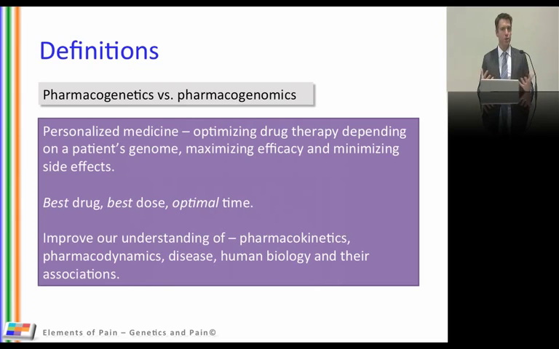So the aims of pharmacogenetics are essentially personalized medicine. That is what we're all aiming towards, giving the best drug at the best time, at the best dose, to give us the greatest efficacy with the least amount of side effects. And that is essentially what is termed now personalized medicine. We're still a long way off, but it's something that's being focused on.